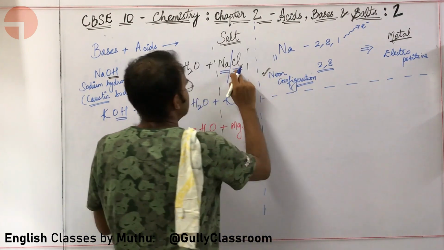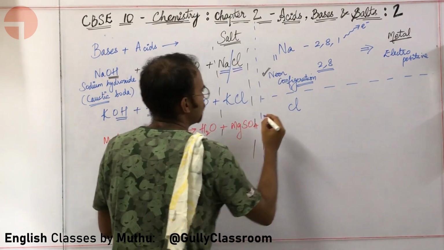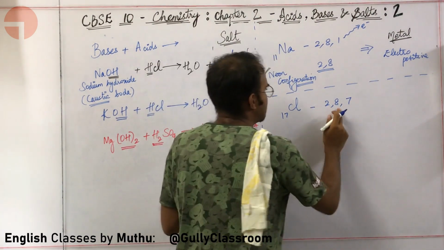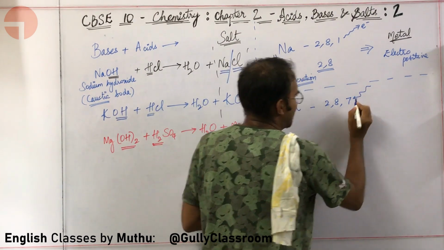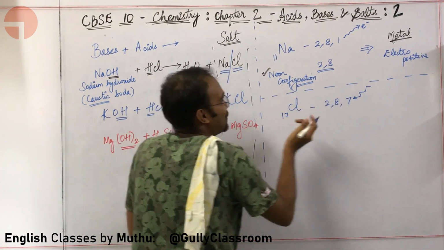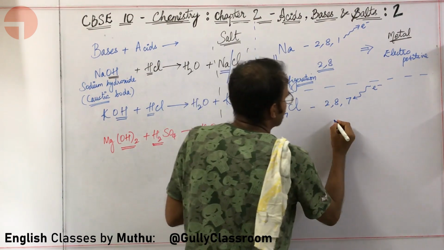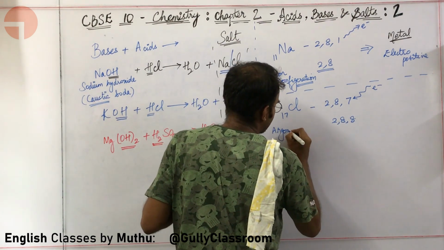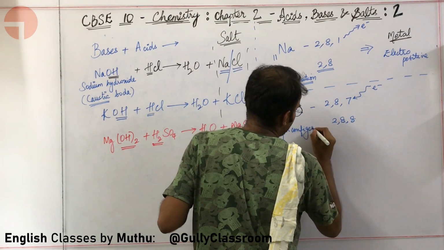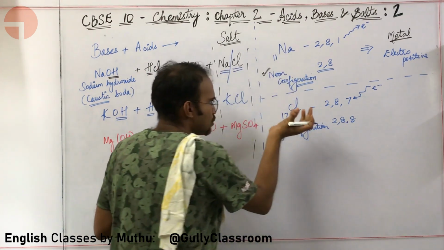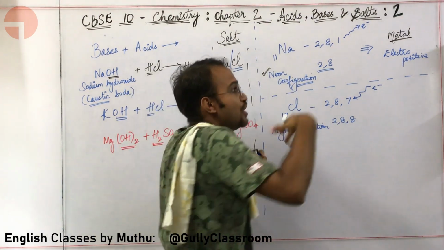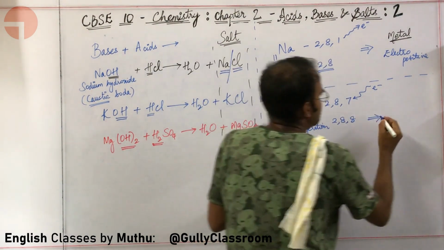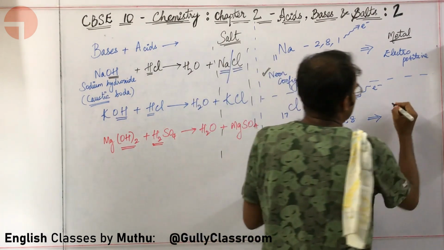Sir, what about the Cl, sir? The atomic number of chlorine is 17. Here the electronic configuration is 2, 8, 7. Chlorine is going to gain one electron to form an electronic configuration of 2, 8, 8, which is in fact the noble gas argon configuration. Here, since chlorine is taking one electron from outside in order to form a negative ion, it is called a non-metal.